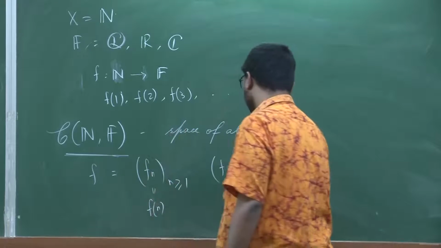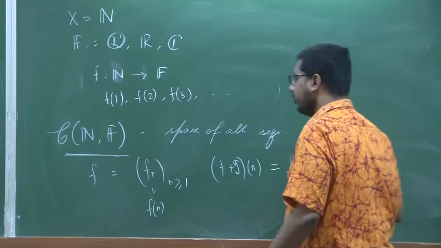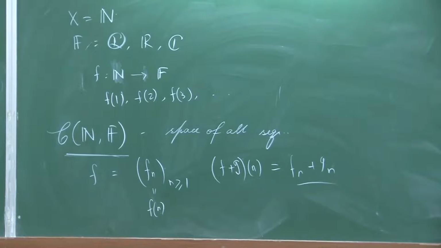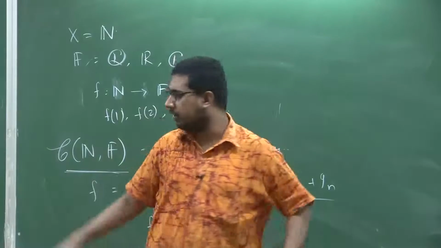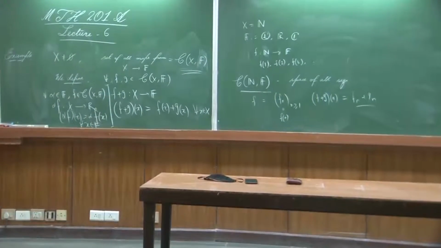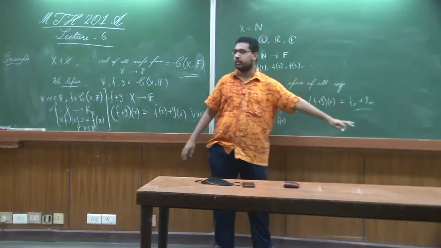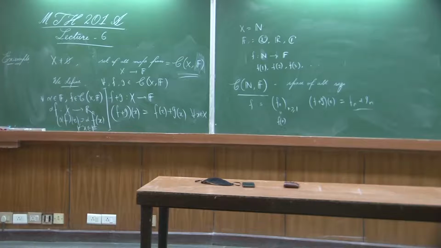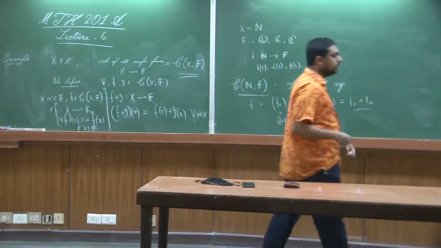(f plus g)(n) is nothing but f(n) plus g(n), so that corresponds to the addition of the sequences. I am just telling it to you so that you are convinced, as you are familiar with sequences and their additions and scalar multiplications. So this actually convinces you that this C^X_F when X is N is nothing but your known space of sequences.